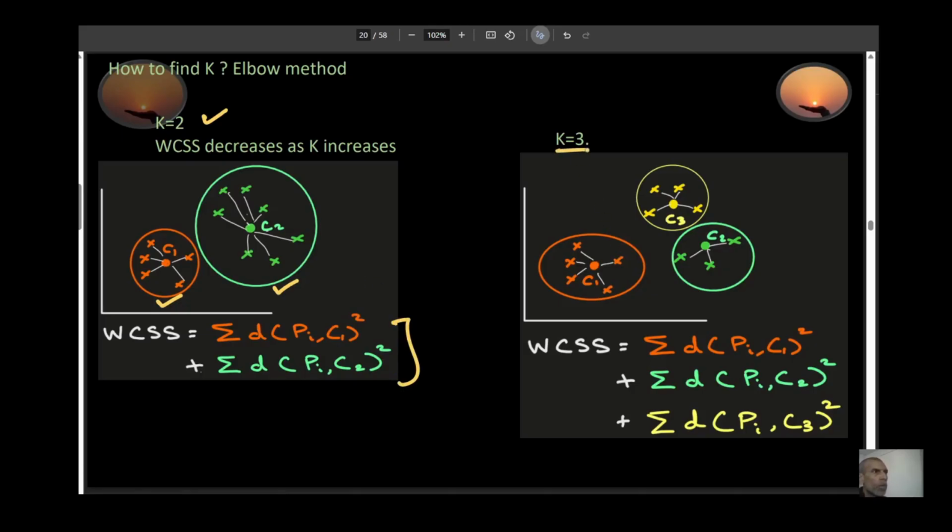Now, when your K equals 3, your WCSS is going to be equal to the within cluster sum of squares for the first cluster, for the second cluster, and for the third cluster. These ones right here. And your WCSS will keep going down as your number of clusters goes up.